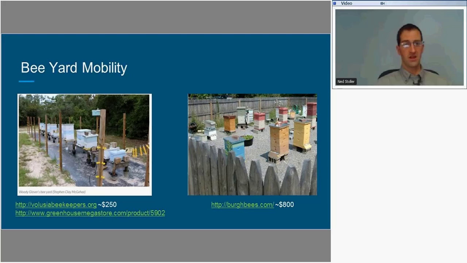Bee yard mobility. We're just looking here at the surfaces around the beehives. The gravel option around the beehives to keep the weeds down and make a level surface is going to be in the $800 range, depending on the size of your bee yard to haul in the gravel. The weed fabric that's used in greenhouses is shown on the left. It's going to be more in the $250 range. It'll keep the weeds down and just help with the tripping hazards that tall grass would cause.